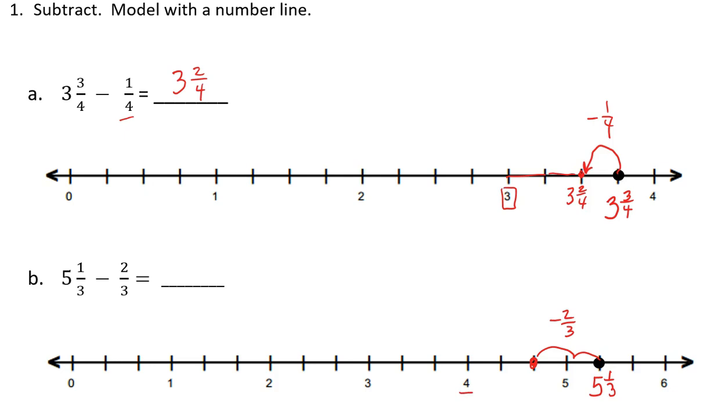I'm at 4 wholes and then 2 sections past that. Since I'm working with thirds in this problem, that shows me that I'm at 4 2/3. So 5 1/3 minus 2/3 equals 4 2/3.